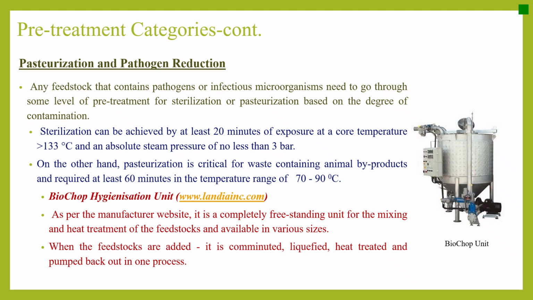Let's look into the pasteurization and pathogen reduction category. Any feedstock that contains pathogen or infectious microorganism need to go through some level of pretreatment for sterilization or pasteurization based on the degree of contamination. Sterilization can be achieved by at least 20 minutes of exposure at a core temperature greater than 133 degrees centigrade and an absolute steam pressure of no less than 3 bar. On the other hand, pasteurization is critical for waste containing animal byproducts and requires at least 60 minutes in the temperature range of 70 to 90 degrees centigrade.